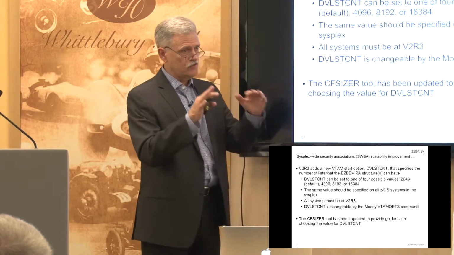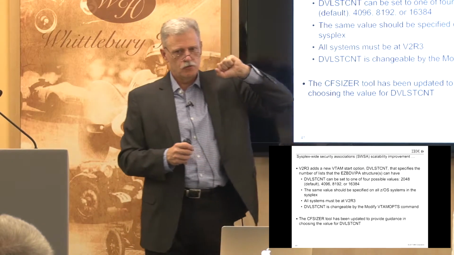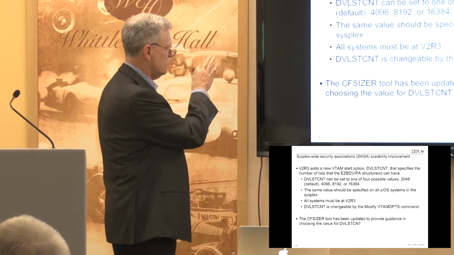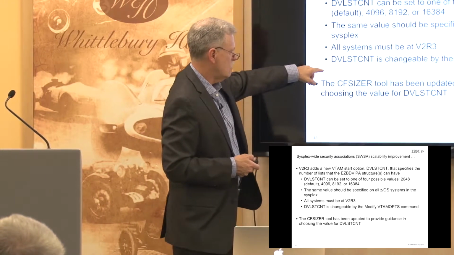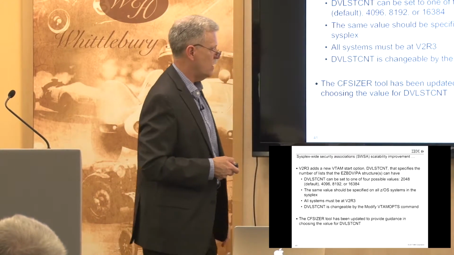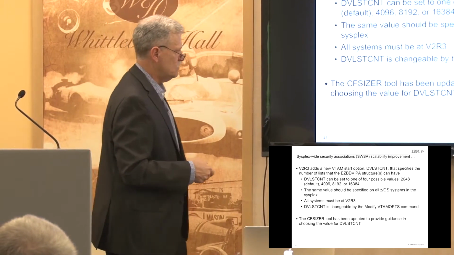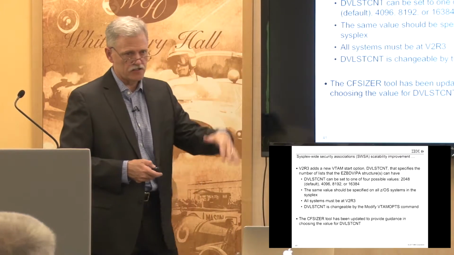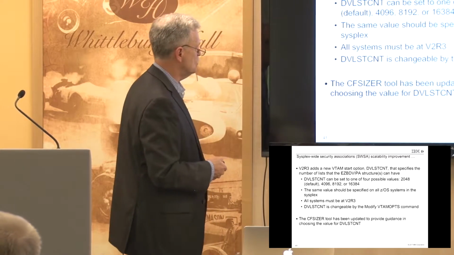So we don't believe there are too many customers that have this scalability issue, but we believe they will have it in the future. So there it is. This is what you need to think about in terms of how to get your systems there. And this is changeable by modify VTAM ops. You can use the CF Sizer tool. It's been updated to provide some guidance about how high this list is getting. You need to think about changing this in your sysplex.